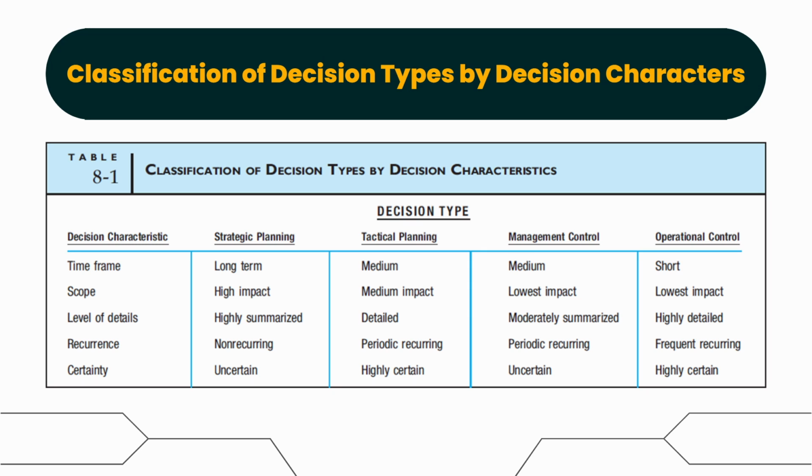In tactical planning, it is medium-term, has medium impact, is detailed, periodic, recurring, and highly certain. In management control, it is also medium-term, but has low impact, is moderately summarized, periodic, recurring, and uncertain. While in operational control, it is short-term, has the lowest impact, is highly detailed, frequently recurring, and highly certain.